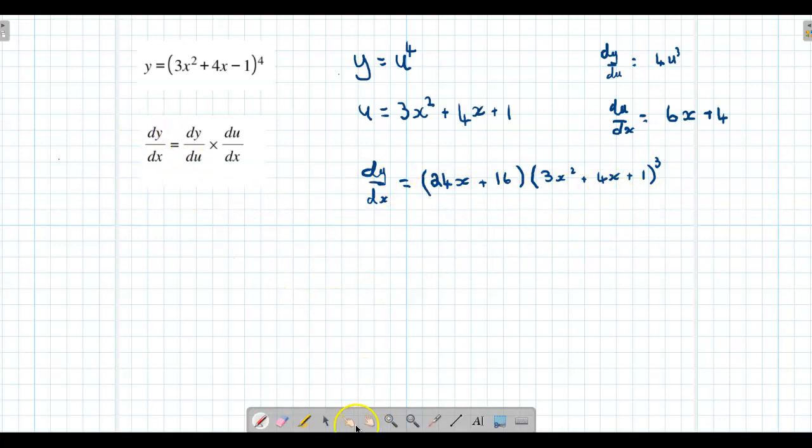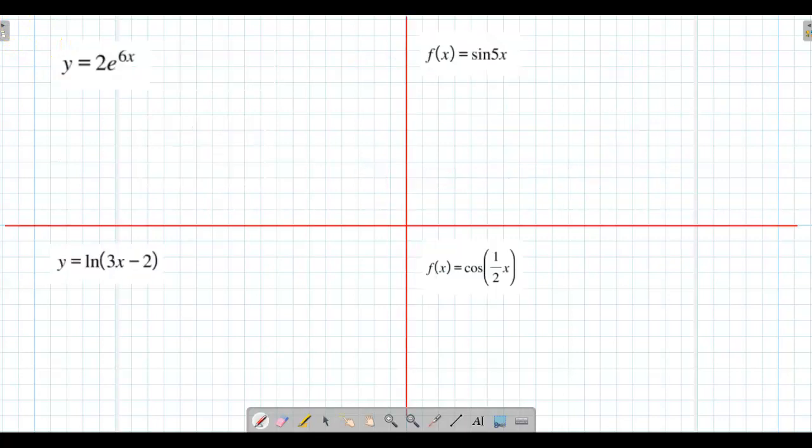Now I've got some more questions on the next page. So if we go on to the next page, I've got 4 that all involve the chain rule. And if you want to pause the video, and I will just do the answers without proper explanation. Okay, so here are the answers.